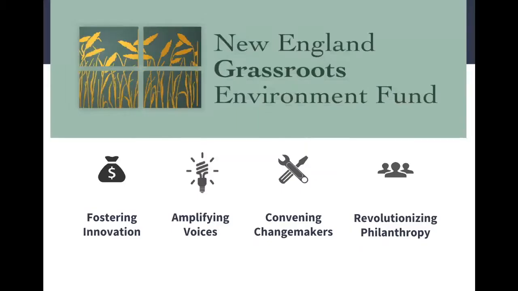So a quick overview for those of you that are new to the Grassroots Fund work. We work New England-wide across all 6 New England states and are looking to fund grassroots community organizers and advocates that are working around environmental and social justice issues with a clear focus on community context and community-driven work. Those cover our Fostering Innovations program area, Amplifying Voices, Convening Changemakers, and Revolutionizing Philanthropy, all of which you can learn more about on our website. Today, for our grants program, we're focusing on the Fostering Innovations.